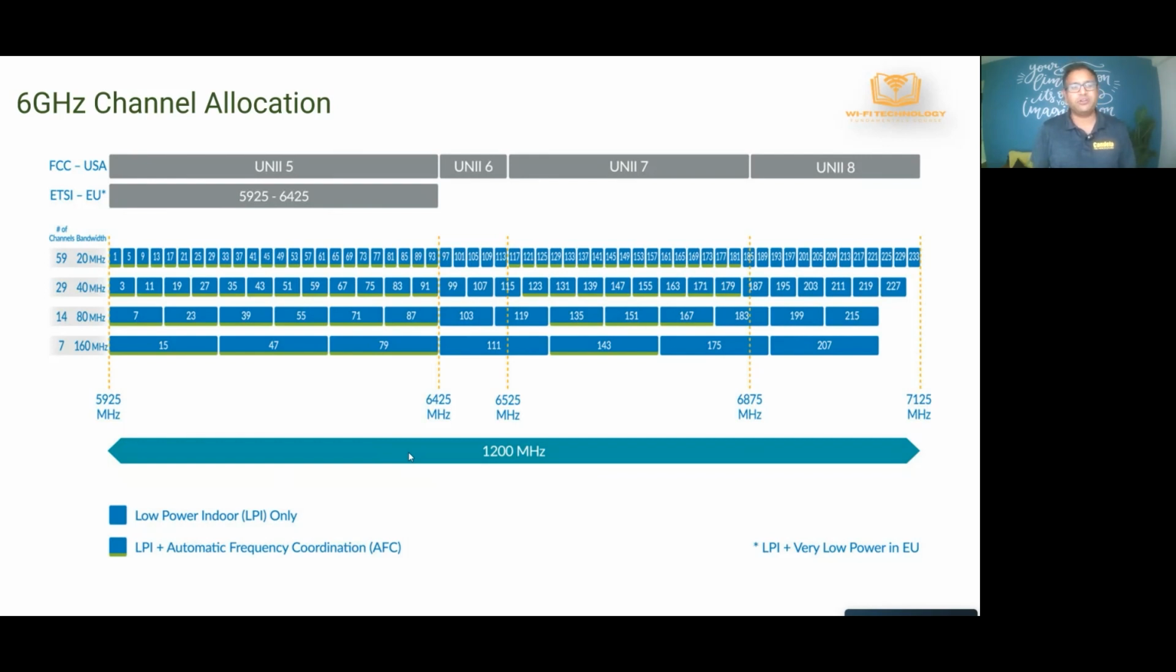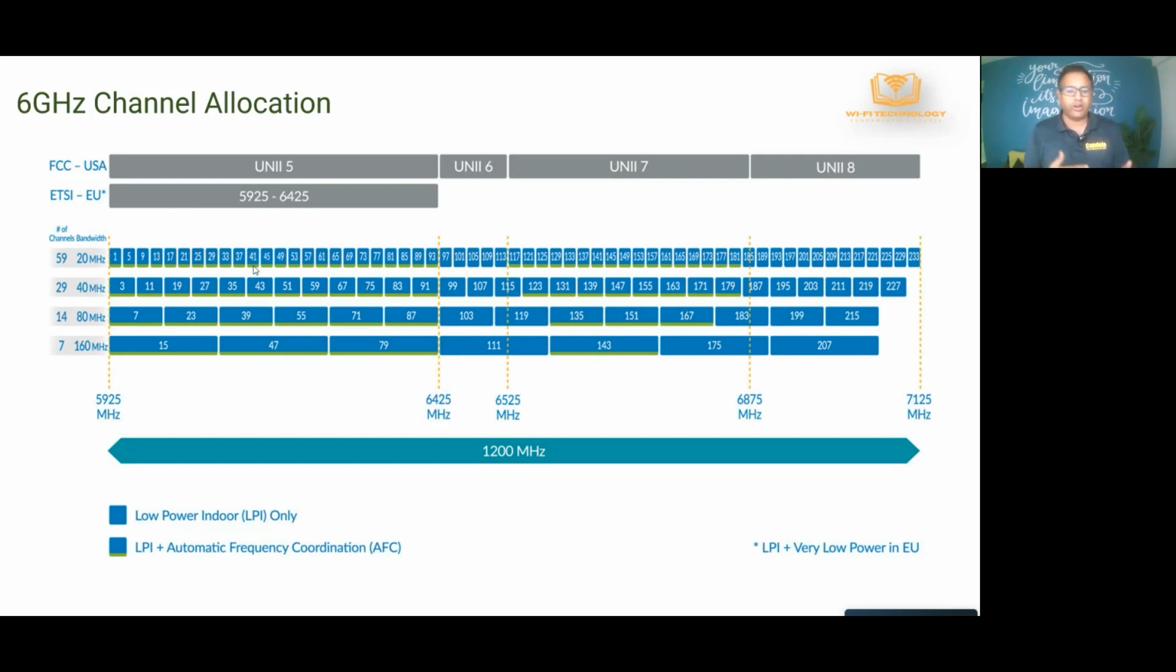And for each of these channels, there are again restrictions. If you look at what is shown in this picture, the boxes that are solid blue in color are low power indoor only, which means you can only use them indoors and at a lower power. But the ones that have a green border at the bottom, these channels can be used for low power indoor plus also outdoor usage when you turn on this feature called automatic frequency coordination, or AFC. AFC has a certain set of rules that you have to follow. As long as you follow those rules, you can operate in the outdoor environment also.